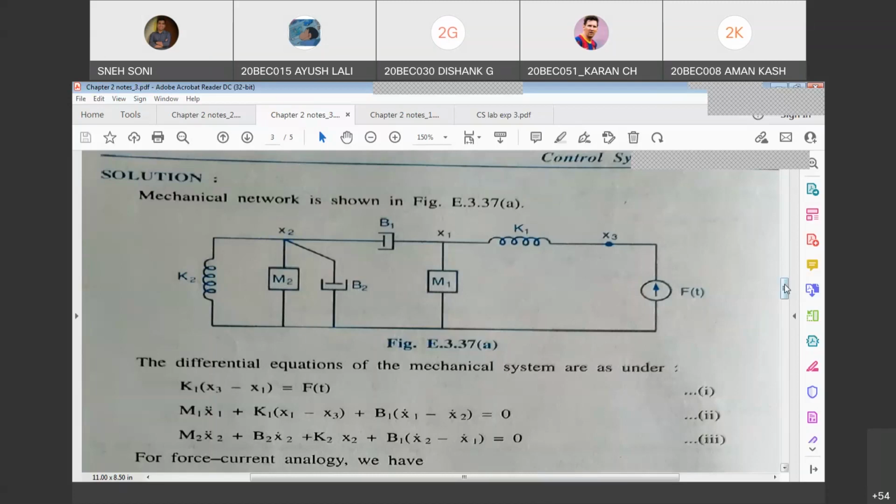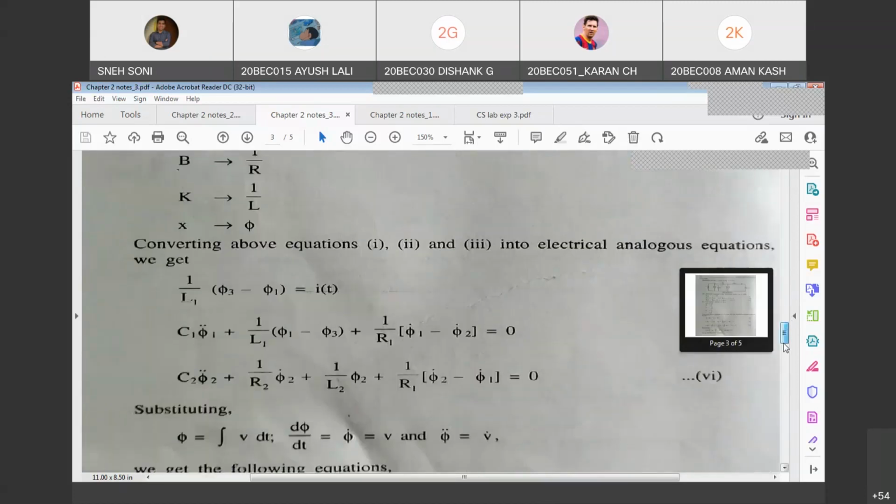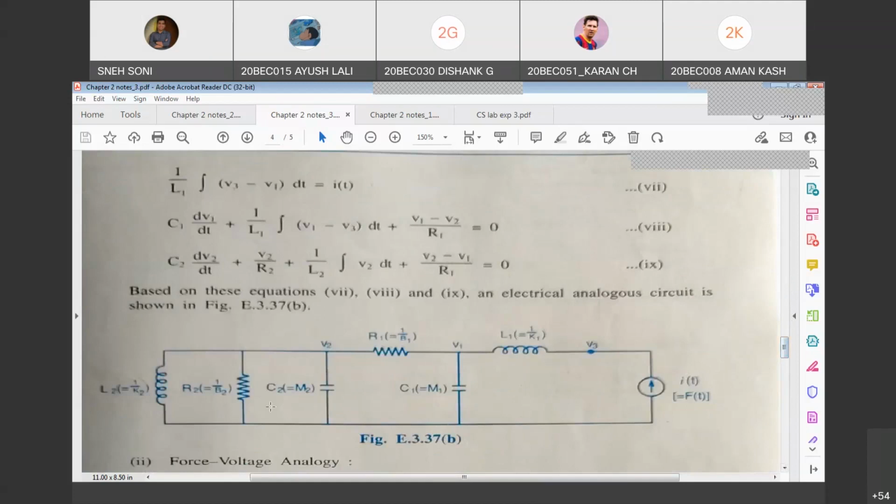Okay, so if you simply draw this diagram with corresponding electrical components, you will get this circuit. This is my force current representation. Is it clear, students? Actually, it is very easy. If you solve 2-3 problems, then you will be confident. Okay, and then you have to repeat the same. Any kind of problem is given, you have to just repeat same steps.